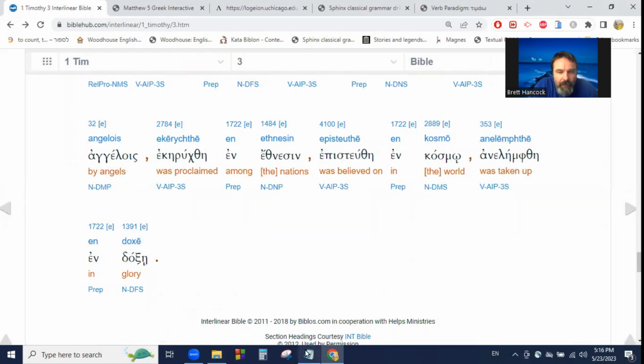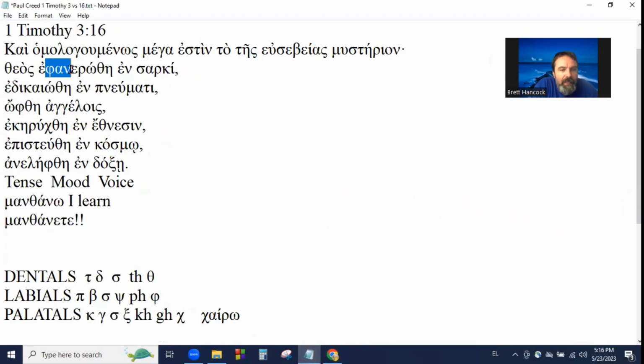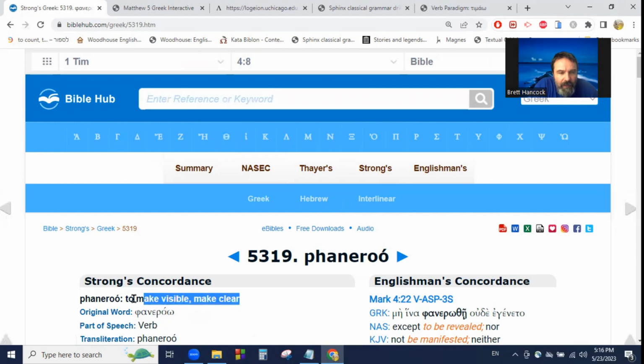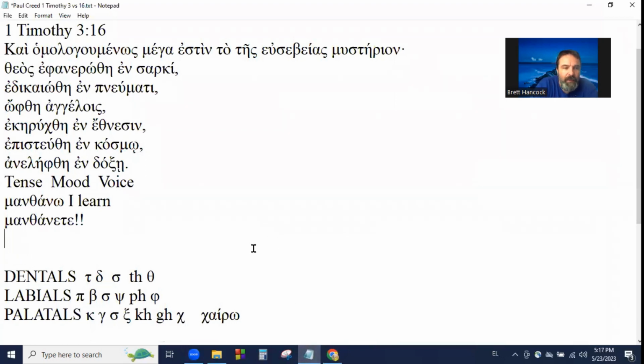So let's get back to where we were. We should recognize that idea of revealing, making visible, clear. Sometimes omicron contract verbs can be causative. I've already pointed out before that sometimes it's zeta omega verbs. If the ending is zeta omega in the lexicon, in other words first person singular, it's typically a causative verb. You take the base idea of the root and put it in the sense of causing somebody to do that base idea of the root.